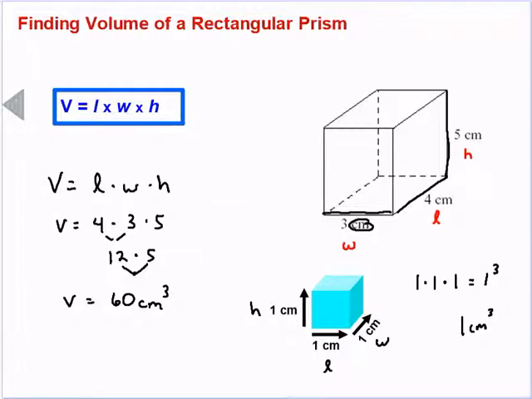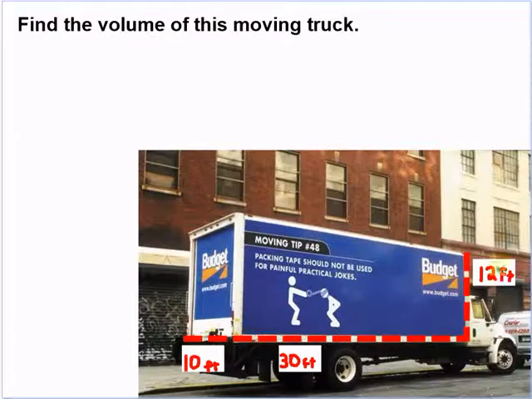And that should get you set for this next problem we're going to take a look at. We're going to find the volume of this moving truck. Now this moving truck, it is a rectangular prism. We've got a rectangular base here and a rectangular base on the back side. And we've been given its length, its width, and its height. We have a length of 30 feet right down here. We have a width of 10 feet, and then a height of 12 feet.